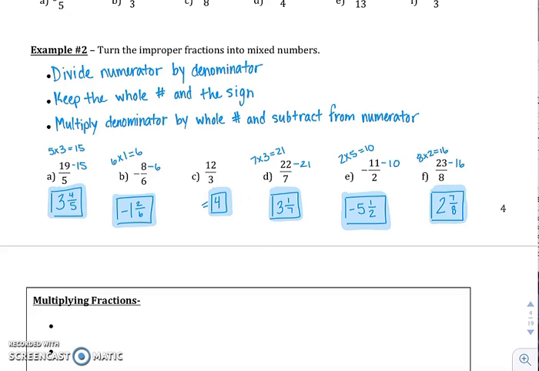So we divide the numerator by the denominator, keep or get that whole number, and then you just multiply the denominator by that whole number and subtract from the top to get what you have remaining.